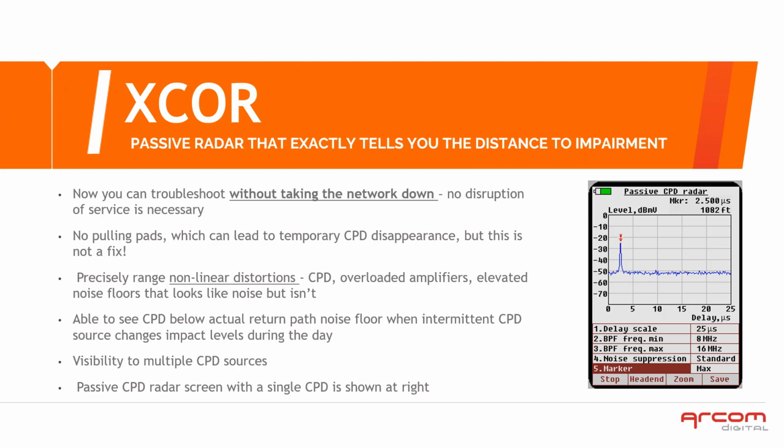So with the Quiver, you will be able to see the distance to something like this. You'll be able to see how many sources of CPD there are. With the radar, you will be able to find out on which side of a device the problem is present, or maybe there are two different problems on two different sides.